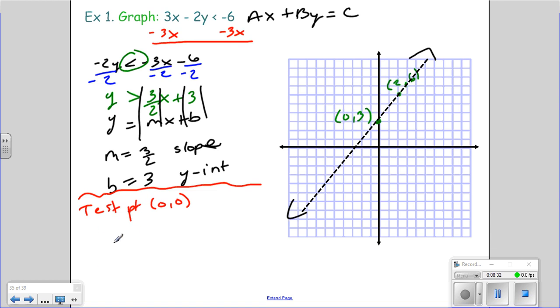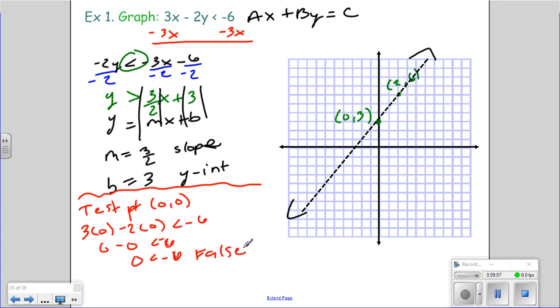So we're going to substitute 0, 0 into the original equation. Just in case we made an error, we want to use the original equation. So it's 3 times 0 minus 2 times 0, and we're testing to see that it's less than -6. 3 times 0 is 0. 2 times 0 is 0. 0 minus 0 is 0. Is 0 less than -6? No. So that's false.